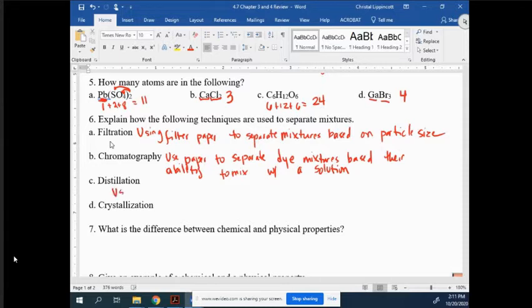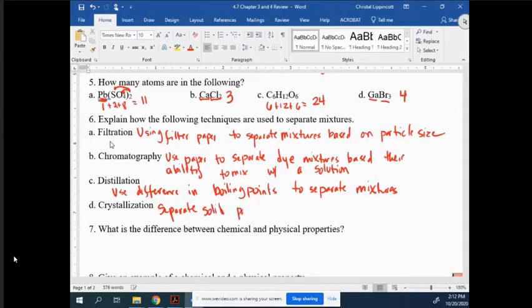Distillation then uses the difference in boiling points to separate mixtures. And then finally, crystallization. We're going to separate solid particles by evaporating off a liquid.